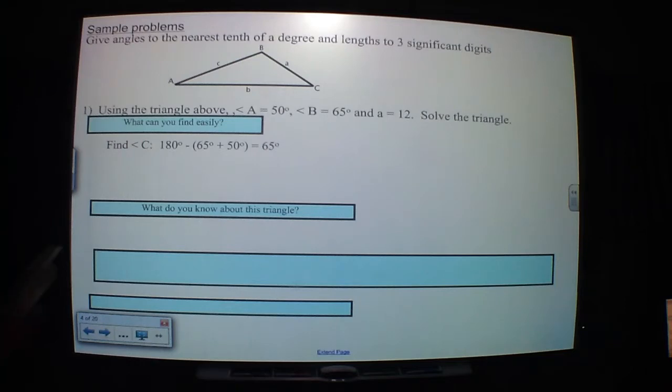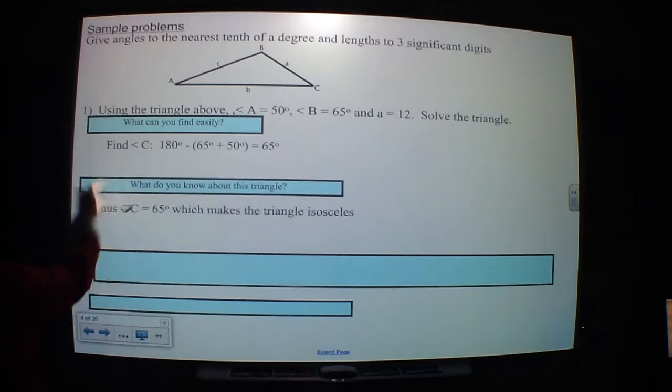So now, looking at the triangle, I have all three angles. And two of the angles are equal. So it's an isosceles triangle. If two of the angles are equal, that means two of the sides are equal. So if angle B and angle C are equal, that means side b and side c are also equal. So on this one, I only really need to find one side because the other one will be the same. So then use the law of sines.